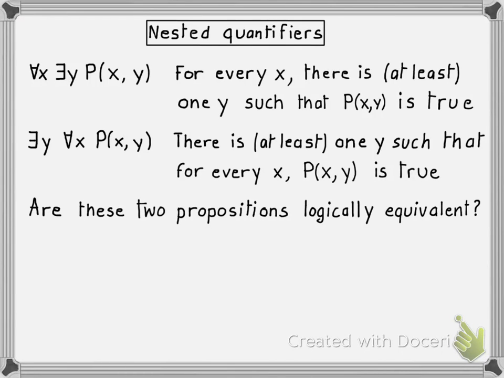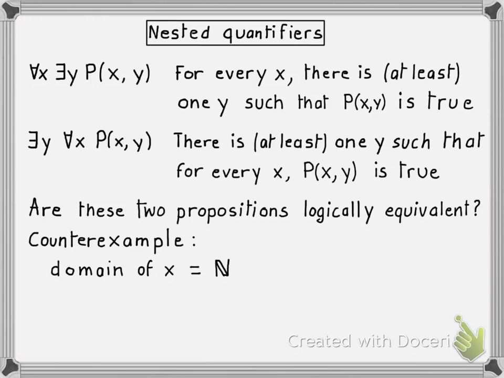Remember, we can't use truth tables to prove that two propositions are equivalent. One way to do that would be to use equational reasoning. But as it turns out, these two propositions are not equivalent, so all we need to do is to come up with a counterexample. What's a counterexample? Well, it's a specific domain for x, a specific domain for y, and a specific meaning or relationship for P that will make one of these propositions true and the other one false, or vice versa. Here is the counterexample that I came up with. I hope you came up with a different one, or maybe even the same one, but at least something that works.